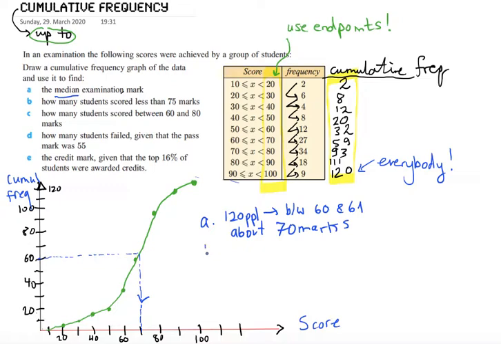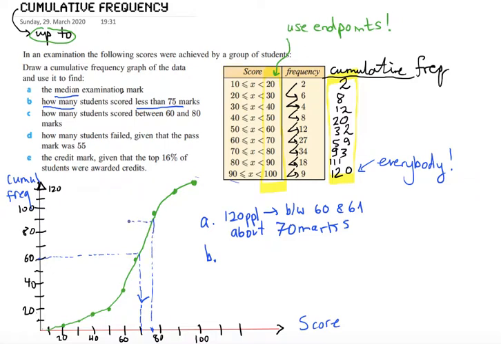All right, let's do the next one. The next one is how many. So now they're asking you for the students scored less than 75. Okay, so let's go to a score of 75. So now that's going to be about here. Then we're going to go straight up, 75.